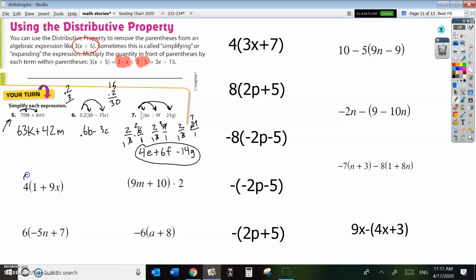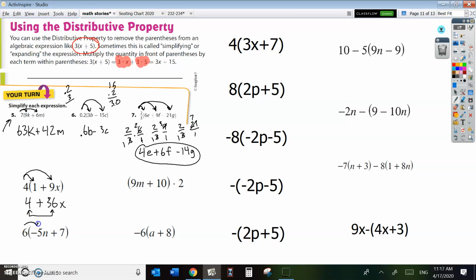This 4 distributes to the 1 and to the 9x. 4 times 1 is 4. 4 times 9 is 36. Bring the x with it. Can these two be put together? Nope. Because 36 has an x and 4 does not.